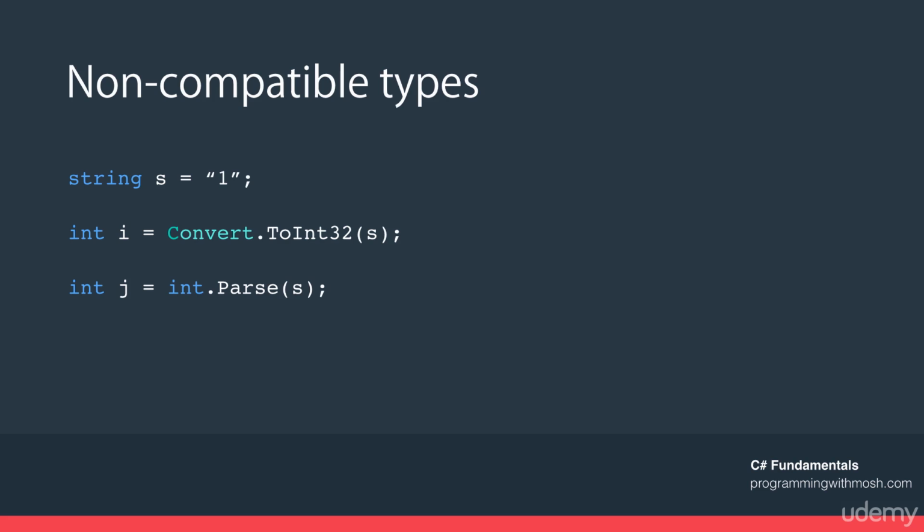We also have this Parse method here. All the primitive types that I explained in the last lecture, like integer, long, float, boolean, they all have this Parse method. And the Parse method takes a string and tries to convert that to the target type, in this case an integer.